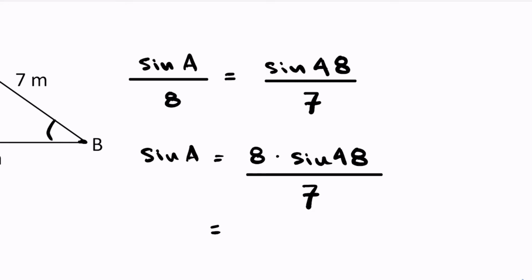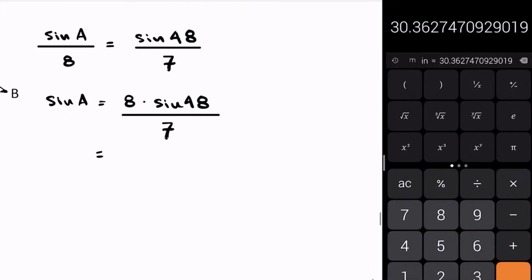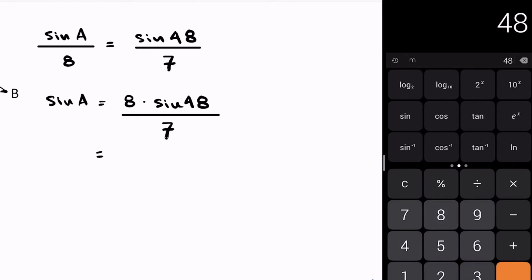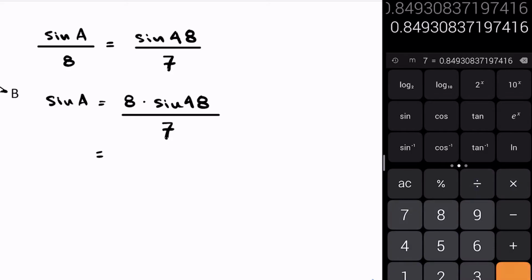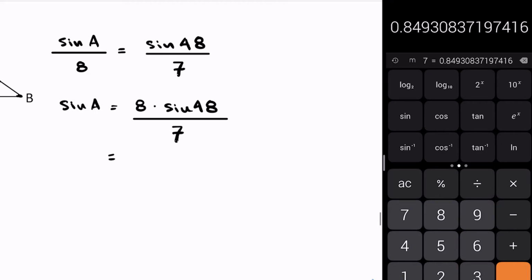What does that give? Well, let's pull up the calculator, bring it over here, and let's do the math. So I'm going to clear this up. I'm going to do 48 sine, I'll do the sine in the numerator first, times 8, and then divide that by 7. And I'll write it to 4 decimal places in my work, but I'm going to do the calculation with the number that exists over there. 0.8493. And remember, that is sine A.